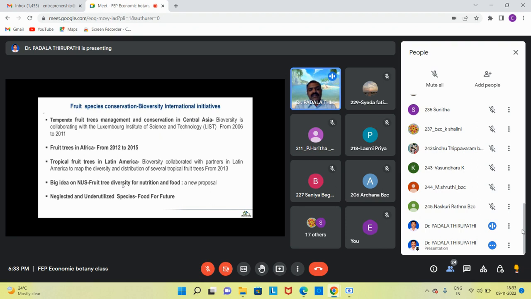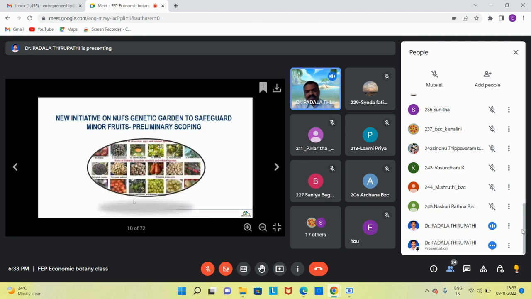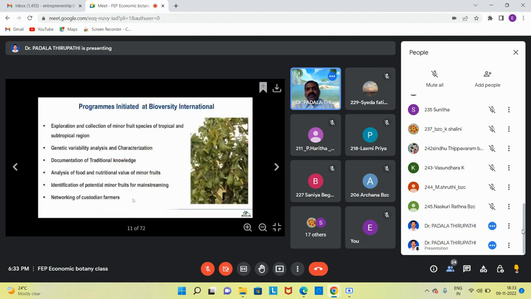And the big idea on nuts, fruit tree diversity for nutrition and food, a new proposal, and neglected and underutilized species for food for the future. So this initiative gives a great impact on the utilization of different fruits from the wild and also from cultivated commercial purposes.